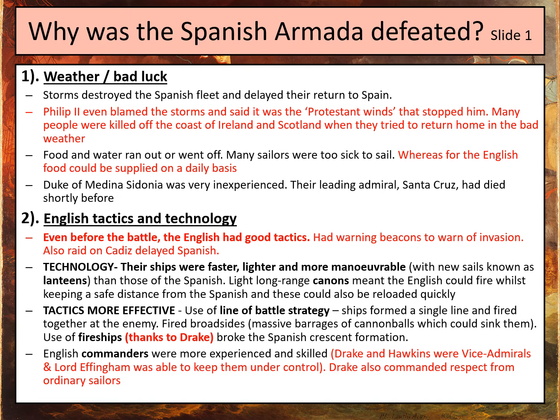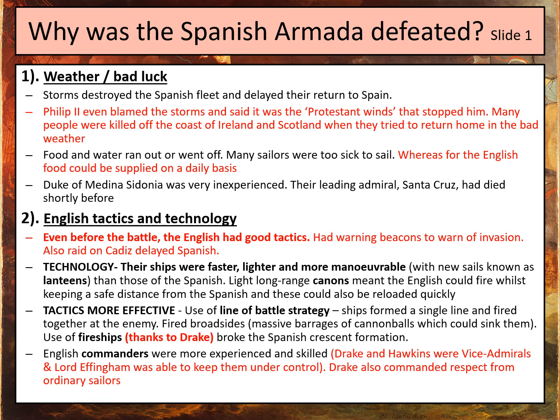So what were the factors in the Spanish defeat? Well, as we saw there when we looked at the steps of what happened in the invasion itself, weather and bad luck, of course, played its parts. So storms destroyed the Spanish fleet and delayed their return to Spain. Philip II himself even blamed the storms and said it was the Protestant winds that stopped him. Many people were killed off the coast of Ireland and Scotland when they tried to return home in the bad weather, as they got shipwrecked in those areas and were slaughtered by the locals.